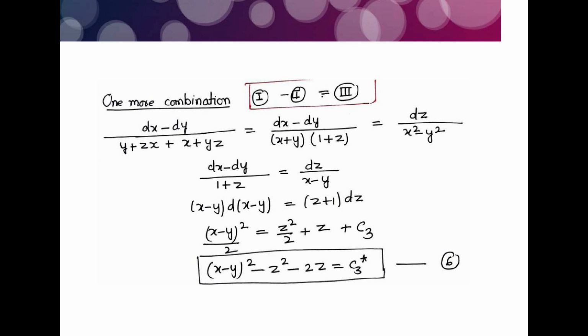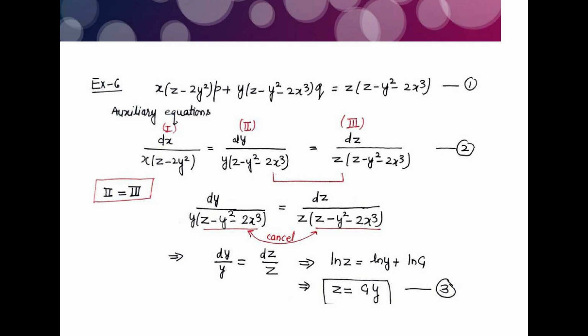Now cross multiply this, integrate it. We have the third combination given by equation number 6. So you can use this combination or the previous one also.